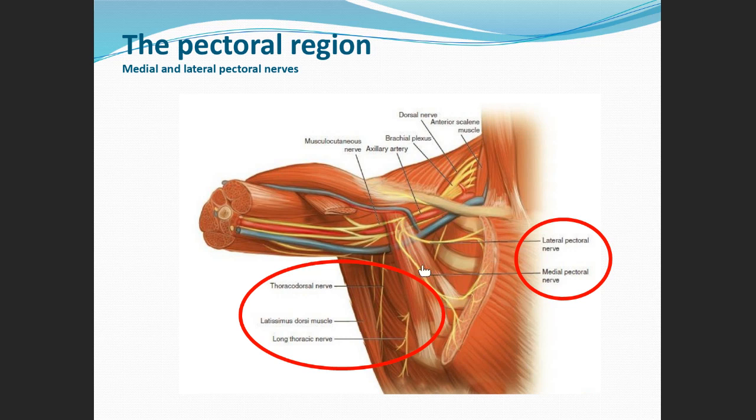I have these circled here as well to show you the long thoracic nerve. That is the nerve that you would find going straight down along the serratus anterior and along the latissimus dorsi muscle. So if you find a nerve that is on the side of the chest and it just goes straight downwards, that is your long thoracic nerve.